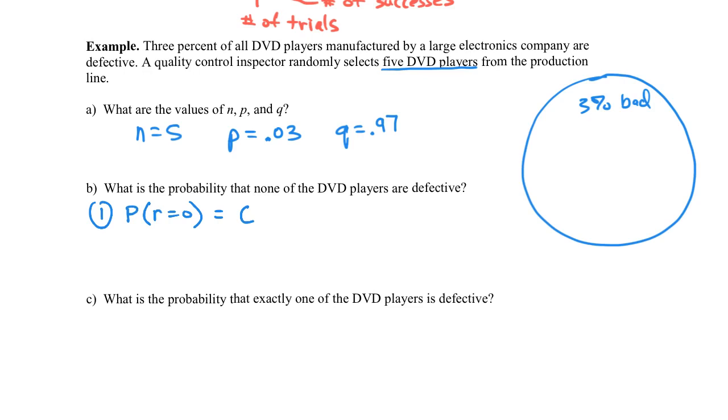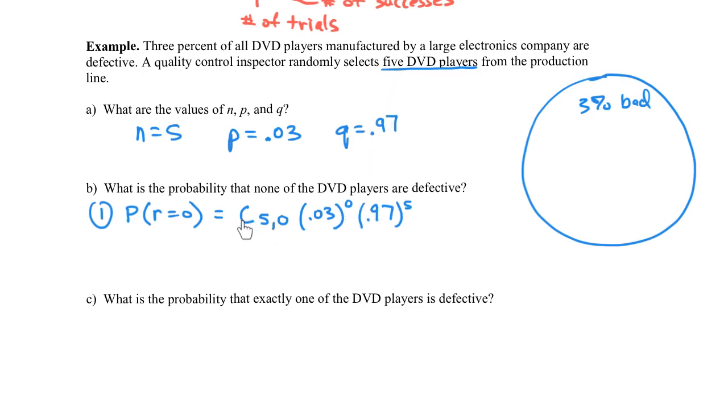It would be a combination of N items taken R at a time, and then P, which is 0.03, would be raised to the 0 power. Then Q, which is 0.97, would be raised to the N minus R, which would be 5 minus 0, so to the 5 power. One thing about using this formula: these two exponents will always add up to the number of trials, in this case, 5.